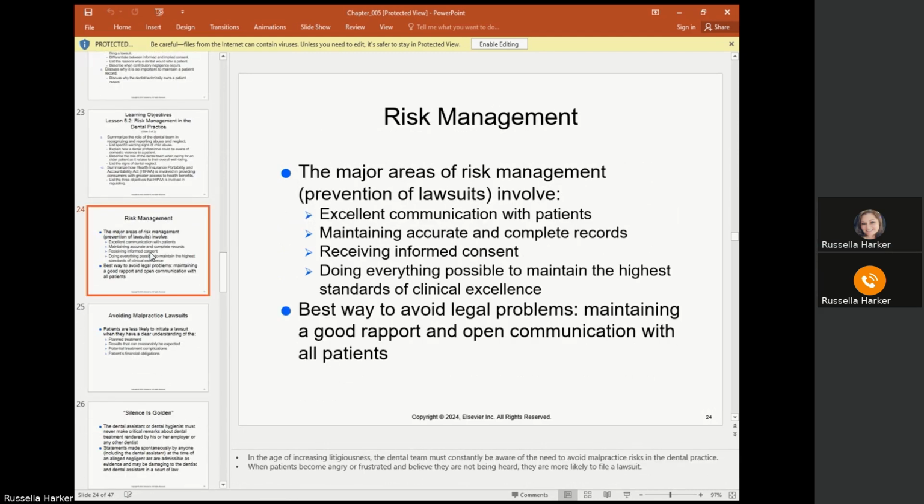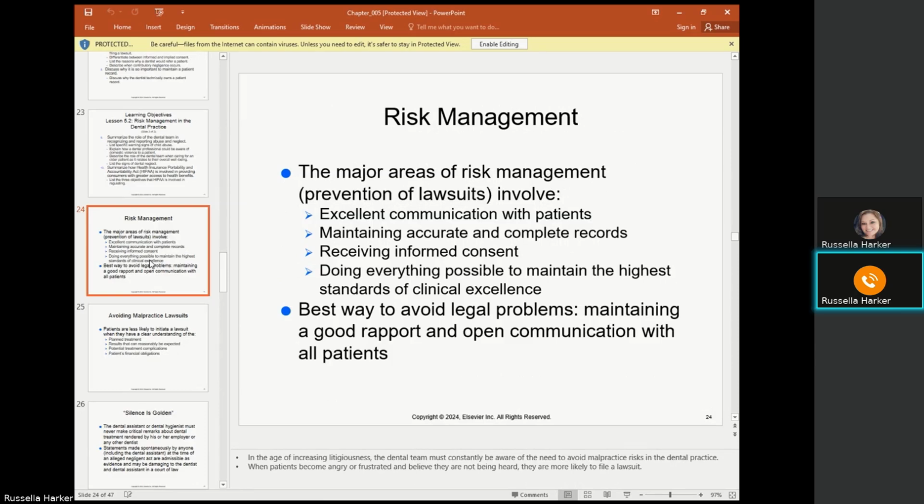Now we're going to go down to risk management. In this age of increasing lawsuits, as a dental team member, you have to be constantly aware of the need to avoid malpractice risks in the dental practice. And that's what risk management is: prevention of lawsuits.